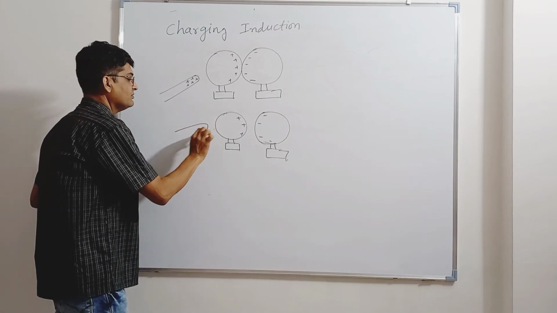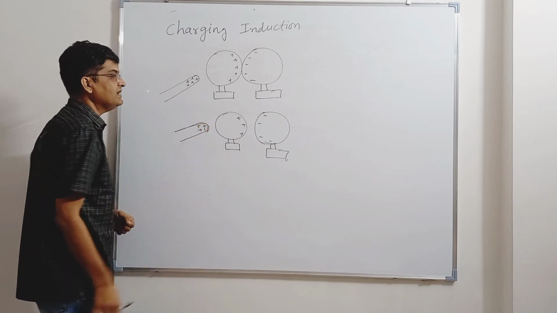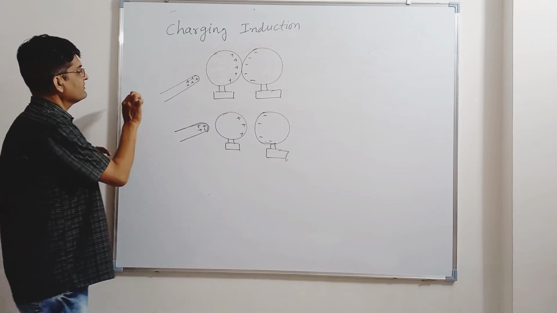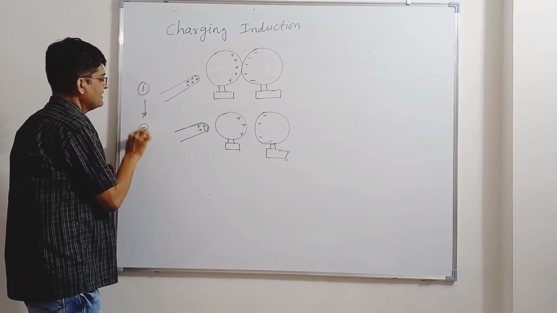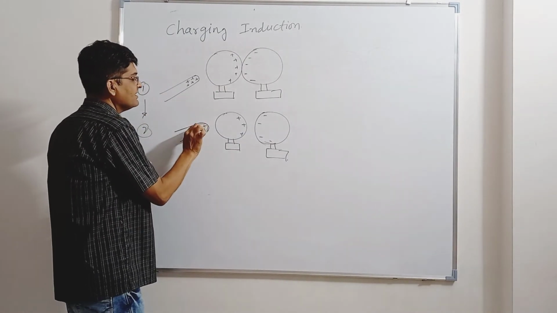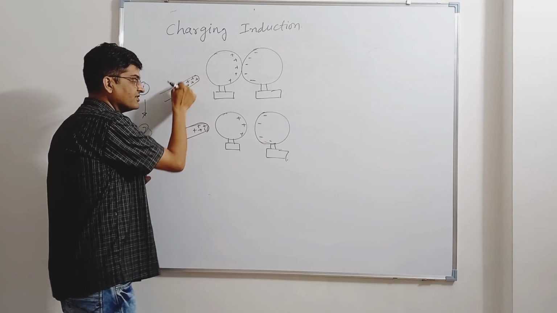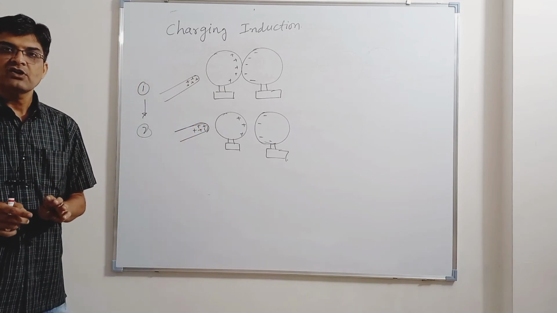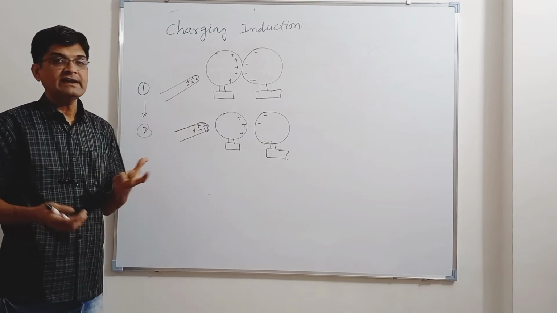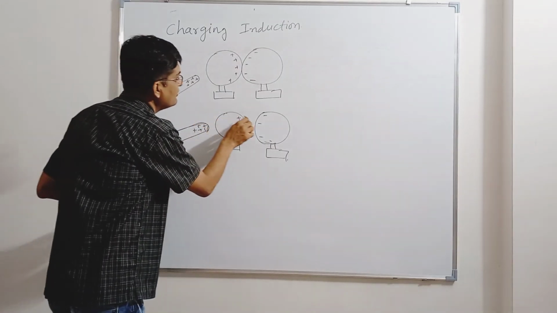At that time we have to assume that this glass rod which is positively charged is still very near to the first one. This was the first step, this is the second step, and now even if we remove that glass rod which was positively charged, in doing so, in step 1 or step 2, whatever charge was there on the glass rod is not given away to this sphere. The glass rod still holds the same amount of charge, and this is induced charge.